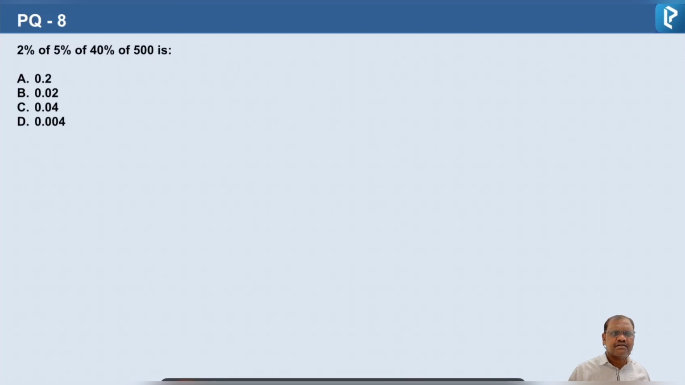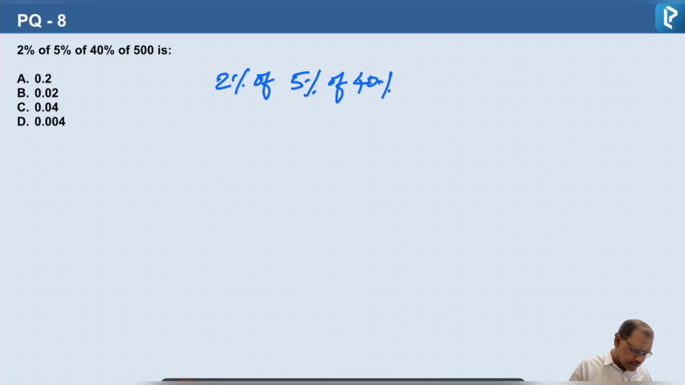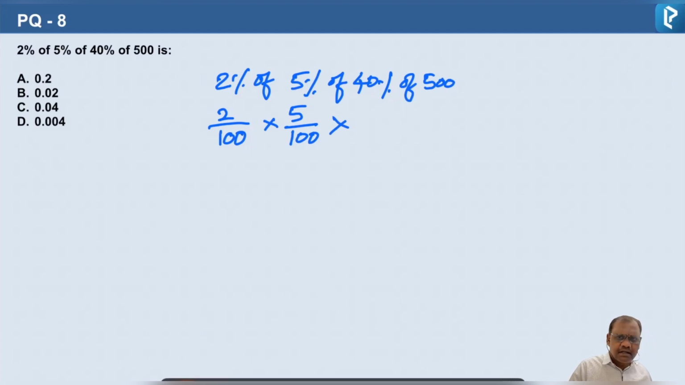Question number 8. 2% of 5% of 40% of 500 is equal to what? So how to write this: 2% is 2 by 100 of multiplication, 5% is 5 by 100 of again multiplication, 40% is 40 by 100 of multiplication 500.